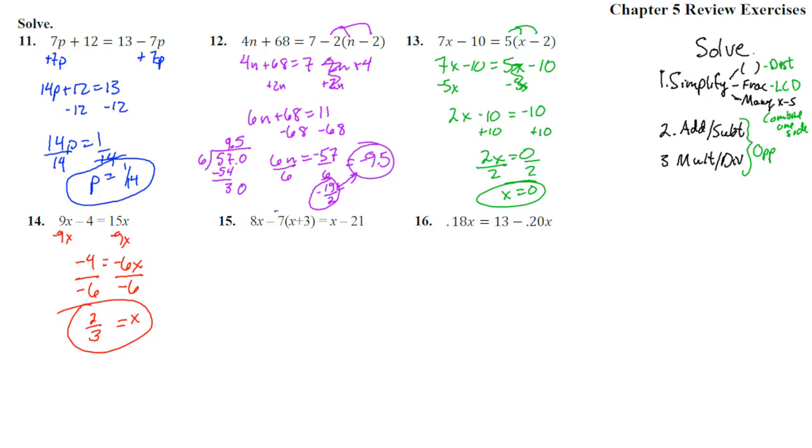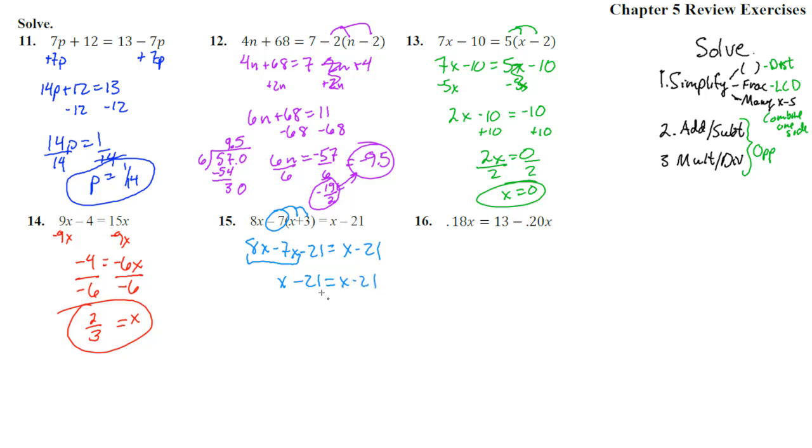Number 15. 8x, we got parentheses, so take that negative 7, jump it in. So we got 8x minus 7x minus 21 equals x minus 21. We don't have fractions. There are many x's. Let's combine these two together. They're on the same side, so we don't add or subtract from each other. That's just 8 minus 7. That's 1x minus 21 equals x minus 21.